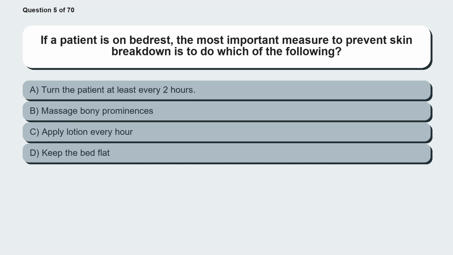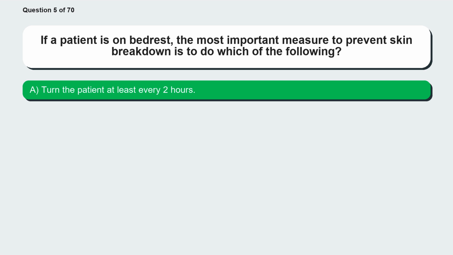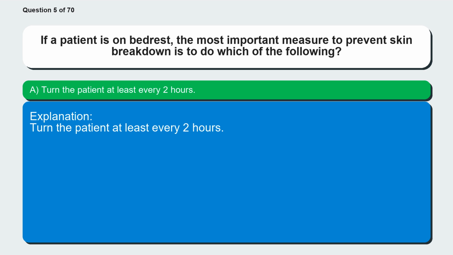Question 5. If a patient is on bed rest, the most important measure to prevent skin breakdown is to do which of the following? Option A. Turn the patient at least every 2 hours. Option B. Massage bony prominences. Option C. Apply lotion every hour. Option D. Keep the bed flat. The correct answer is option A. Turn the patient at least every 2 hours.